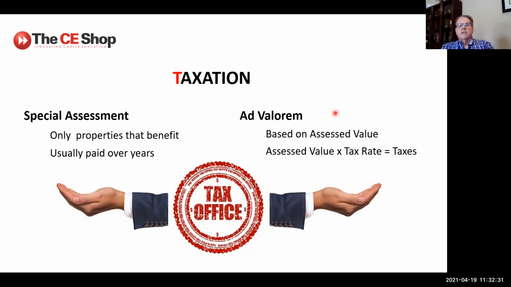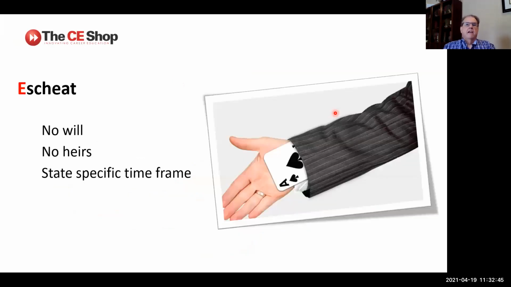Ad valorem is based on value, based on assessed value, and it's assessed value times a tax rate, and that equals your annual ad valorem real estate tax bill. Escheat, you die. I hate examples that start with you dying. I just hate that.